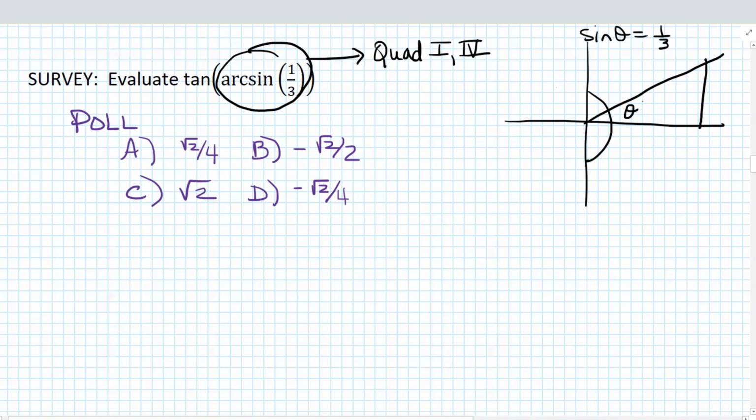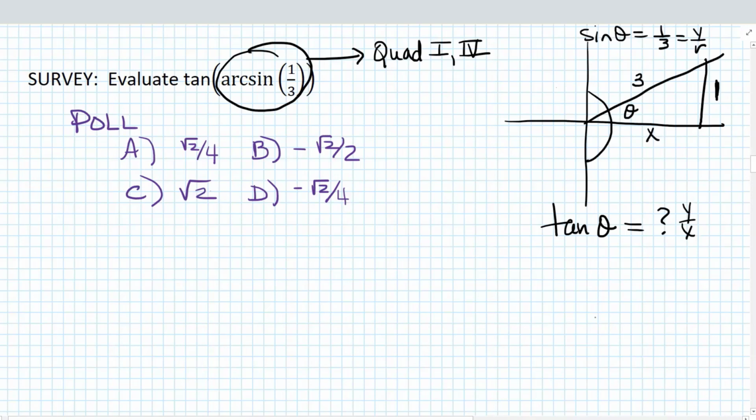So sine is opposite over hypotenuse. So I'm going to think of this side being 1 and this side being 3. That's the y over r, right? All right, but what we want is to know in that case, what would tangent of theta be? So tangent is y over x, opposite over adjacent. So we would need to know what the x is here.